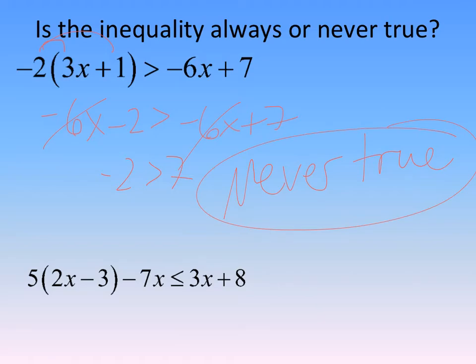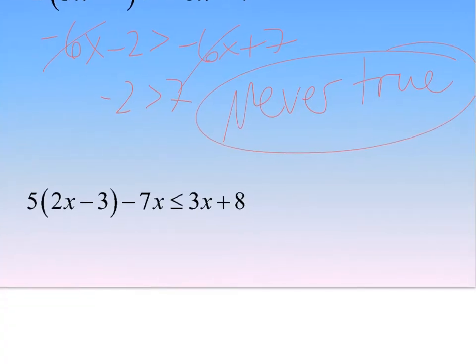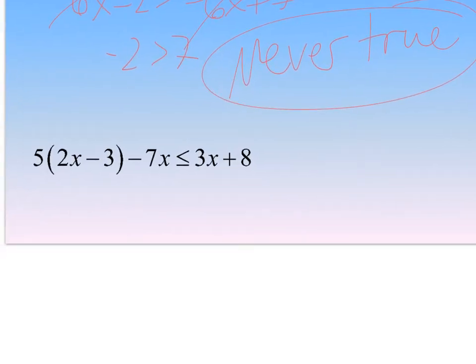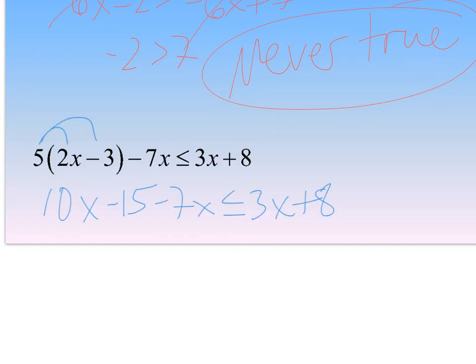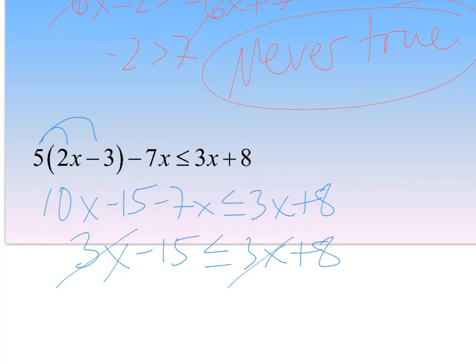Let's take a look at this next one here, and you'll see the difference between the two. Okay, so for this one, we'll distribute once again, and then we'll combine some like terms, and we'll notice something similar. 3x and 3x on each side. Well, if I subtract 3x, those are going to cancel out. I'm left with negative 15 is less than or equal to 8. Okay. Is negative 15 less than or equal to 8? Well, it is less than 8, so that is true, or always true.